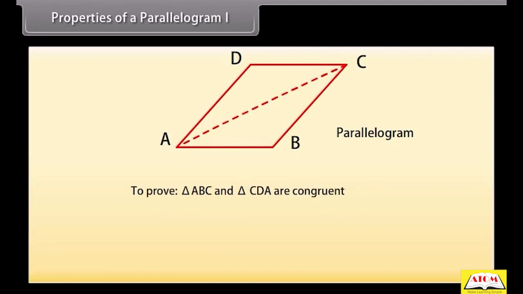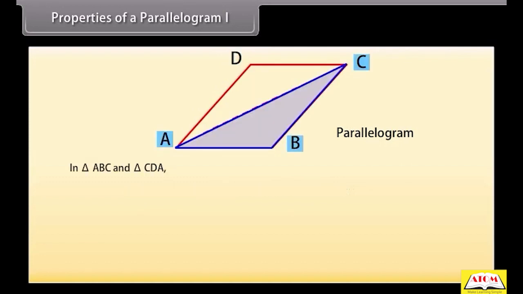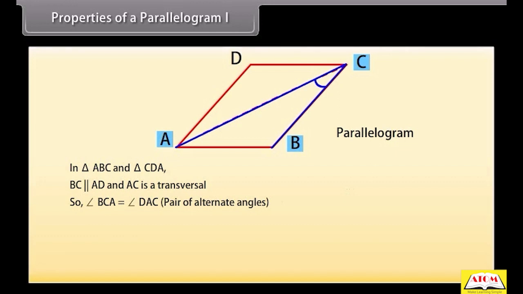We need to prove that triangle ABC and triangle CDA are congruent. We can see that in triangle ABC and triangle CDA, BC is parallel to AD and AC is a transversal. So, angle BCA is equal to angle DAC because these are pair of alternate angles. Also, AB is parallel to DC and AC is a transversal.